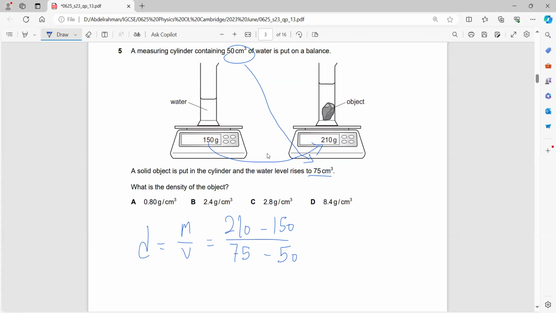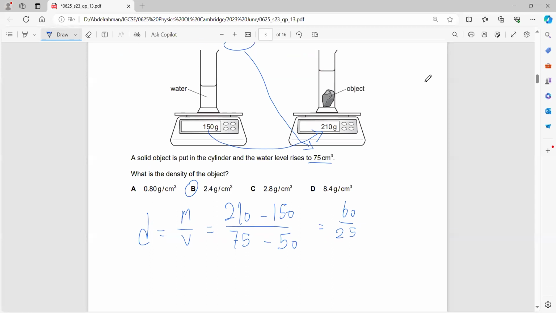Okay, it's as easy as that. 60 divided by 25, I guess it would be 2.4. Right, 2.4 grams per centimeter cubed. So all we did was we found the difference in the masses and the difference in the volumes and we just divided them by each other. Okay. Any questions? Any questions, guys?